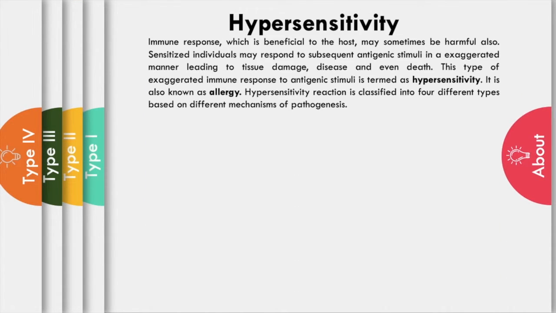Hypersensitivity is a condition where our immune system is being overprotective, leading to harmful effects due to an aggressive response to antigens that pose little or no threat. Hypersensitivity can be classed into several types.